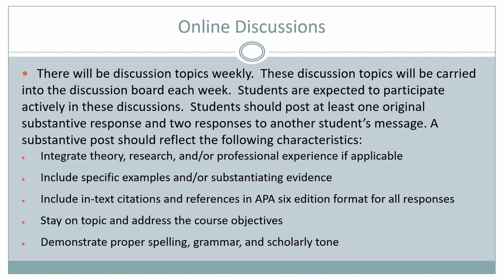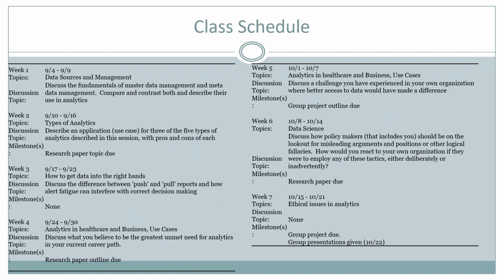And if your week one discussions are any indication, that's going to be reflected throughout, because your week one discussion submissions were quite good. So again, here is the schedule. I tried to condense this down into a single page, which I probably shouldn't have done. So again, we're dealing with data sources and data management in the first week. The second week, we're dealing with types of analytics, and that's also when I would like to see your research paper topic. In week three, we're talking about getting data into the right hands, talking about the different types of reports that are out there, and how you can deal with things like alert fatigue.